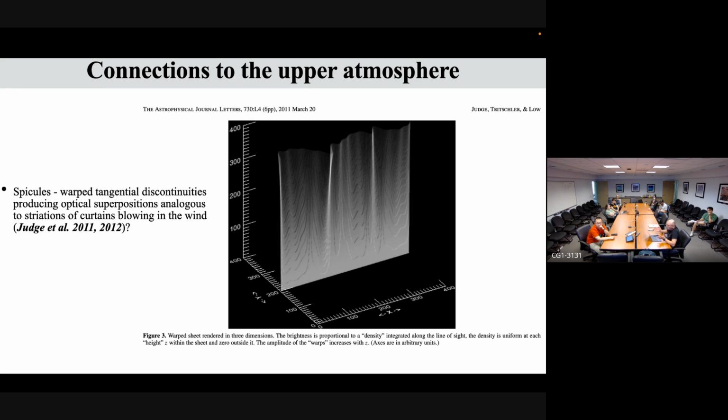As we know, there are some properties of spicules, especially those fast type 2 spicules, that simply cannot be explained by traditional spicule models like flux tubes and flows along the flux tube. And if we consider them as tangential discontinuities in the magnetic curtain, some observed properties do make sense and can be explained easily. Of course, this idea is still a hypothesis, and it needs to be proved or disproved.